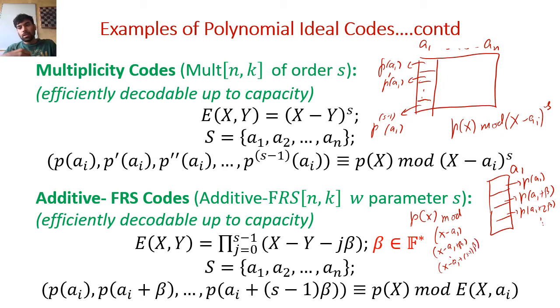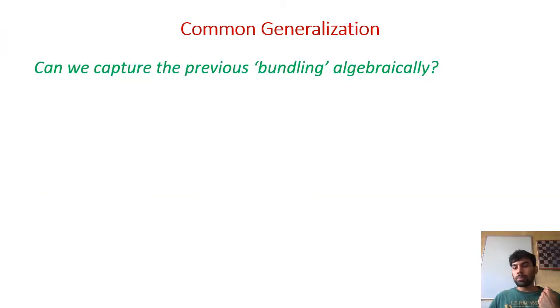And notice that we will always need these evaluation points to be such that these additive translates of a1 do not intersect the additive translates of a2, and so on. And this helps ensure that these ideals (x minus a1), (x minus a2), (x minus a3), and so on are actually relatively prime. And this was also the case with the multiplicative folded Reed-Solomon codes we just saw a slide back. So it's really nice that we have been able to capture these codes using polynomial ideal codes.